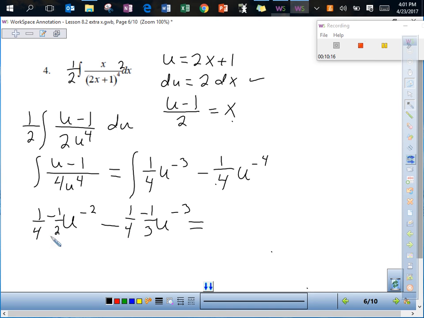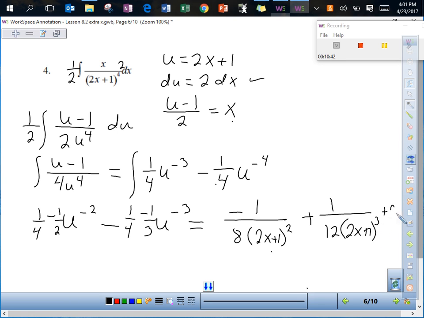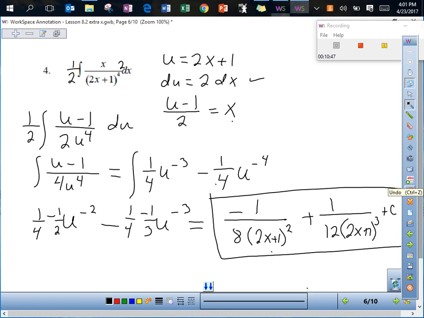1/4 times negative 1/2 is negative 1/8. So I've got negative 1/8, and in the denominator, I have u squared, so I've got 2x plus 1 squared, plus, 2 negatives made a positive, 1/12 u cubed, which happens to be 2x plus 1 cubed, plus c. So there's my antiderivative. What we're really doing, guys, we are undoing the product rule here. I could factor this and show you that the original statement would be something we'd find the product rule of.